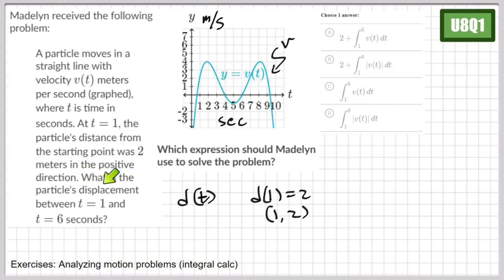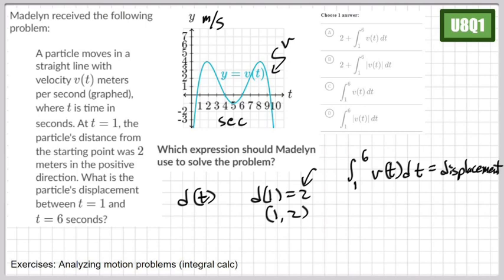What is the particle's displacement between 1 and 6 seconds? Now, displacement doesn't require knowledge of where the particle currently is or anywhere else. So all you have to do to find the displacement is find the integral from 1 to 6 of velocity dt. Okay, this would equal displacement.